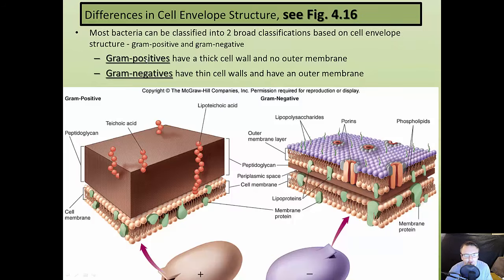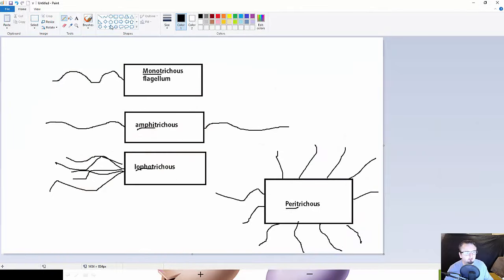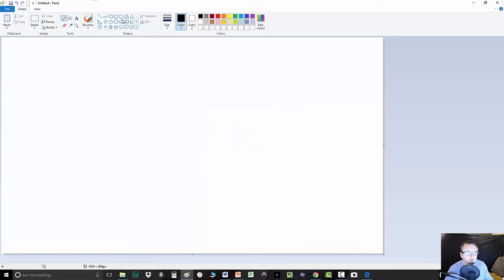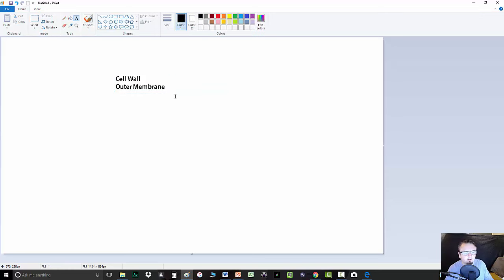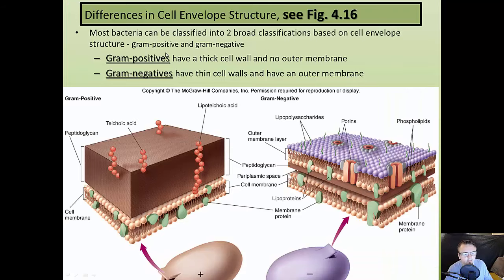So the characteristics of the cell envelope, and really to be specific, talking about just the cell wall and just the cell membrane, set up traits that differentiate two major types of microbes. So if you look at the cell wall and the outer membrane, these two features of the envelope set up a difference between two major types of organisms. And these major groups are the gram positives and the gram negatives.